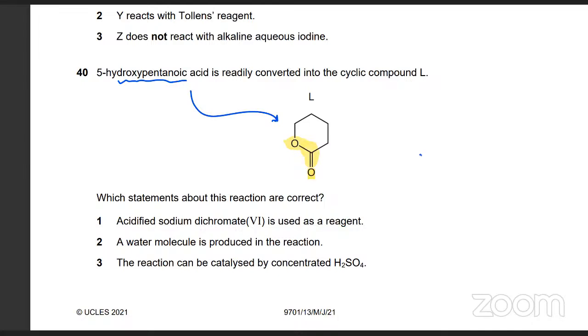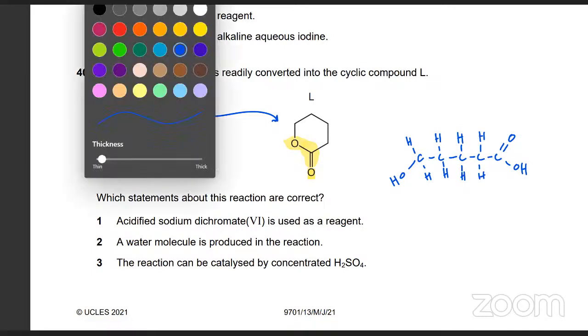Pentanoic acid has 5 carbon atoms, and pentanoic acid has a double bond O and OH. 5-hydroxy means the OH at the end, the last one, is an alcohol. And then the rest are all H atoms. So in this case, the ends are the ones that are connecting with each other.